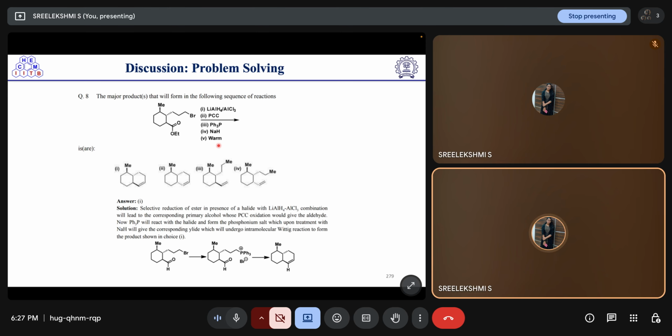So here what is happening, first the selective reduction of the ester is happening in the presence of this bromide because we are using a combination of LAH and AlCl3. So this will give the corresponding alcohol over here. Then PCC will oxidize it into the corresponding aldehyde. Then PPh3 will react and form this phosphonium salt, which upon treatment with NaH will give the ylide, which can undergo an intramolecular Wittig reaction with this aldehyde to form this compound. So the correct answer would be option 1.